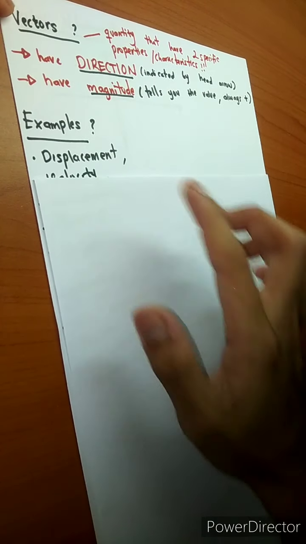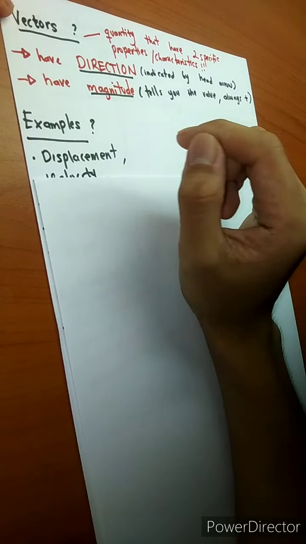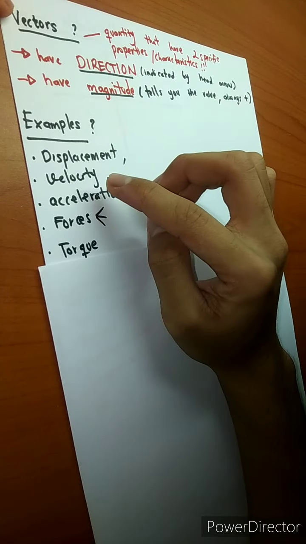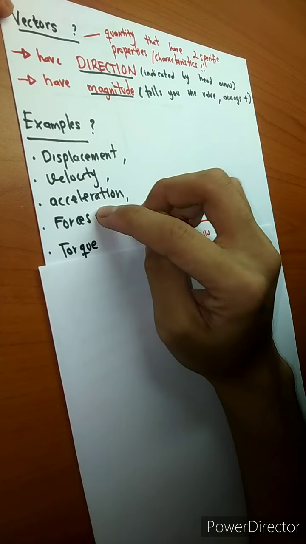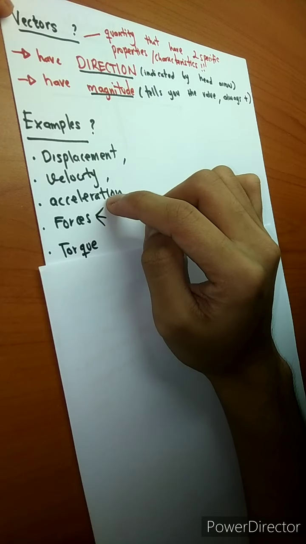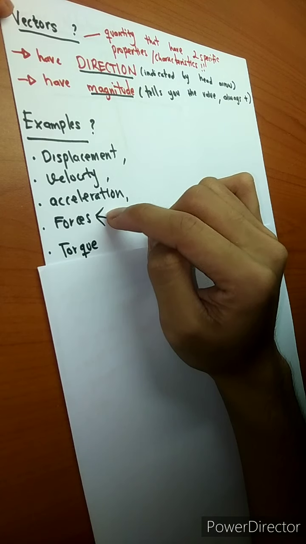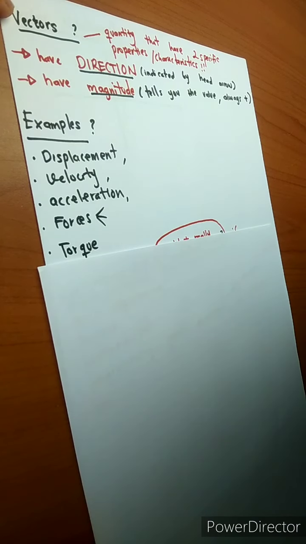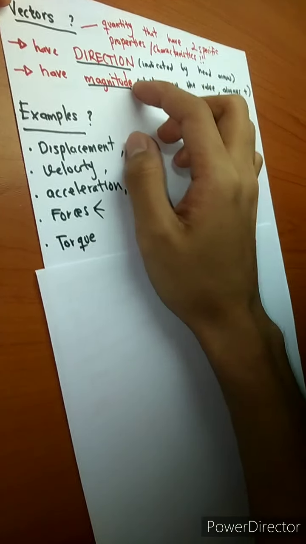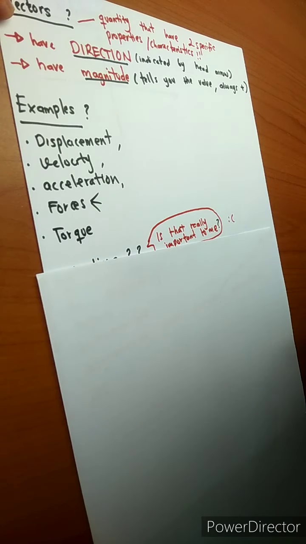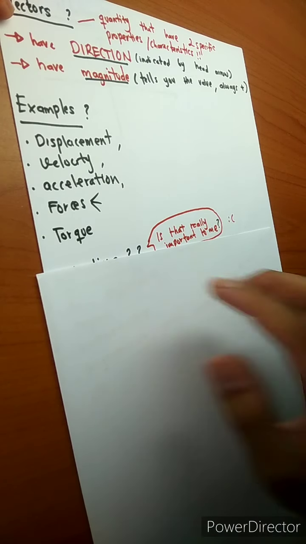What are examples of vector quantities? We have so many: displacement, velocity, acceleration, and forces. Among forces, we have electromagnetic force, frictional force, electrical forces, gravitational force, and so on, like push and pull force. You will also have torque as a vector quantity, and we also have angular momentum, moment force, and so on.